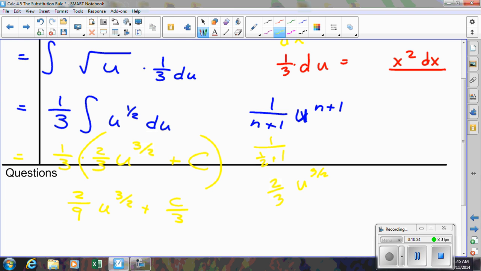Nobody writes c over 3 though, because remember, c can be any constant. So a constant divided by 3 is just some other different constant. So there's no point in writing c over 3. We would just say it's some other different constant. So people generally don't write this big step with the parentheses. That's one of the big reasons why, when you're doing your work, most of the time people don't bother writing the plus c until the very, very end. Yes, it should be included, but because we know it doesn't have any effect until the very end, we kind of just say we don't care.